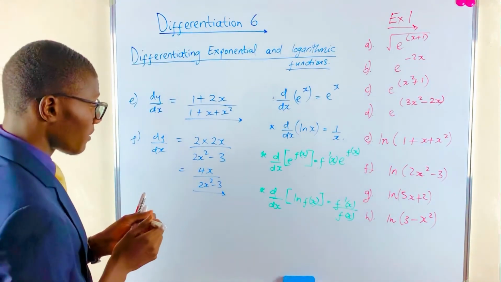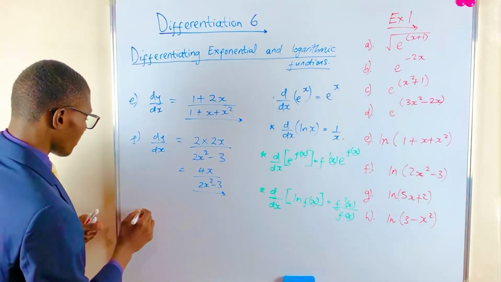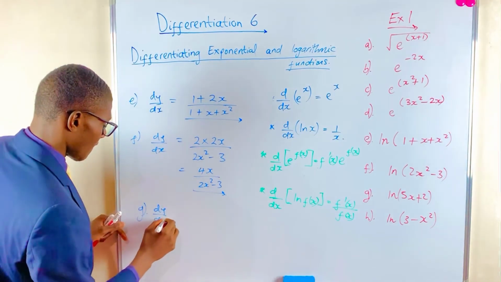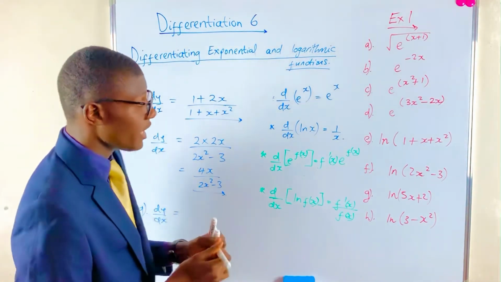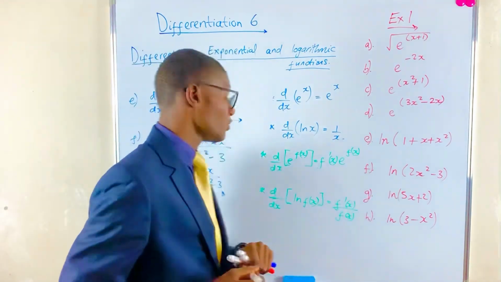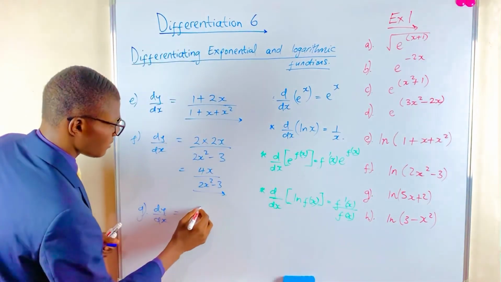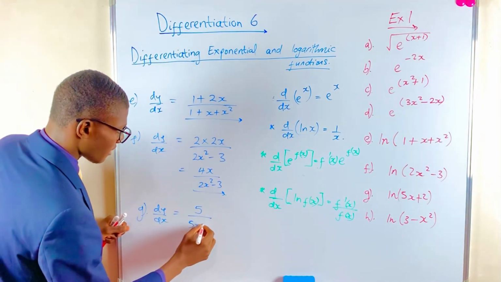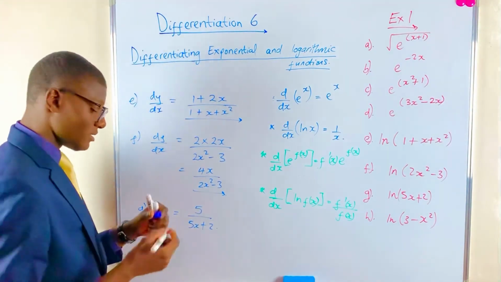And then now for part G, dy by dx is equal to f of x being 5x plus 2. We're saying the derivative of that will give us a 5 over the linear function 5x plus 2. So that's simply the derivative.